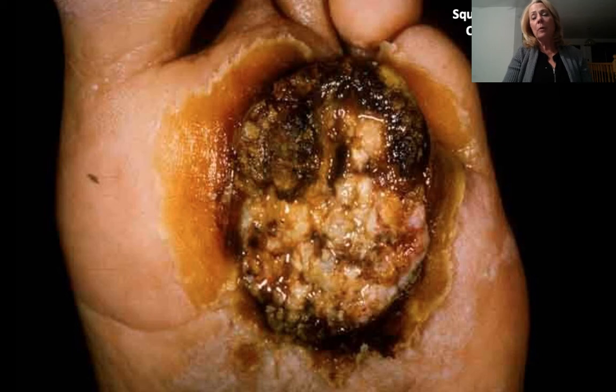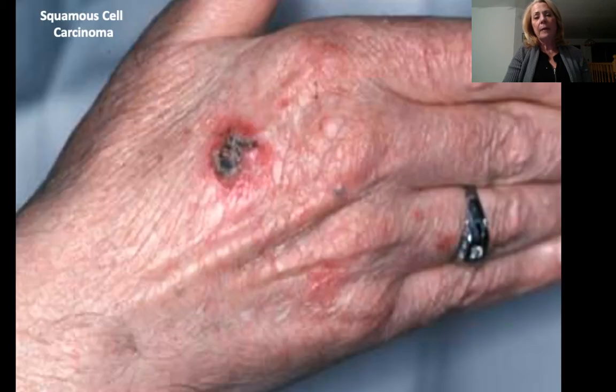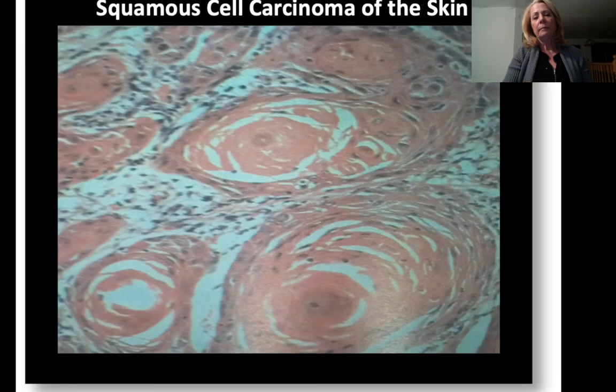Squamous cell carcinoma. That cannot feel good. Same thing, squamous cell carcinoma. And this is looking at it microscopically, so you can see how unusual the cell structure becomes.